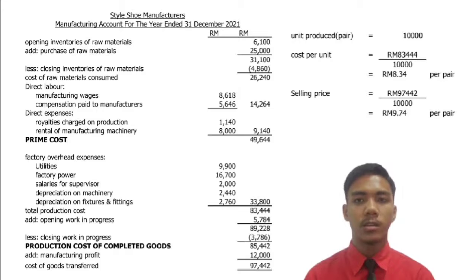And we will get the total production cost amounting to 83,444 ringgit. And then we add the opening work in progress and less the closing work in progress, and get the production cost of completed goods amounting to 85,442 ringgit. And then by adding manufacturing profit, we get the cost of goods transferred amounting to 97,442 ringgit. Since we produce a total of 10,000 pairs of shoes, the cost per unit is RM8.34 per pair, and the selling price is RM9.74 per pair.